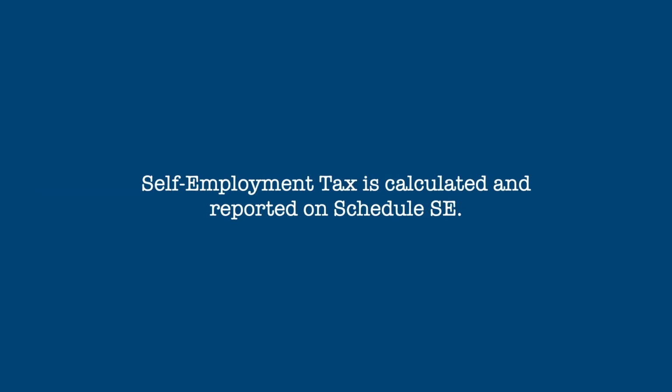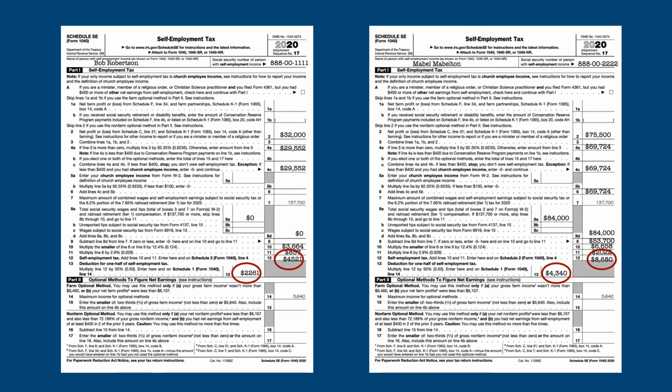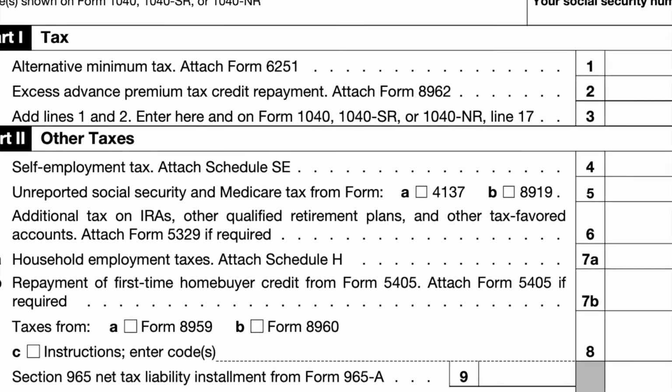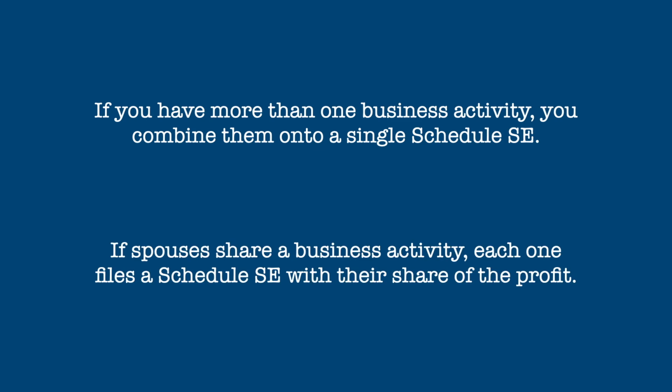Self-employment tax is reported on Schedule SE, which is a step-by-step calculation of the tax. Here is Bob's Schedule SE, and here is Mabel's. Their self-employment taxes and their adjustments for self-employment tax are circled. If you want to know where these figures go on the tax return, click on the card above or the link in the description. If you have multiple business activities, they are combined on one Schedule SE. If spouses share a business activity, they each prepare their own Schedule SE with each one's share of the profits.